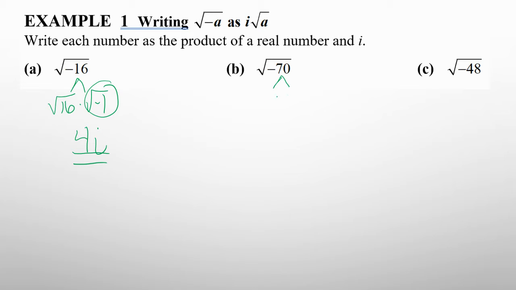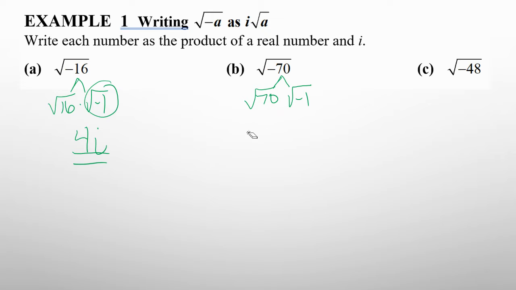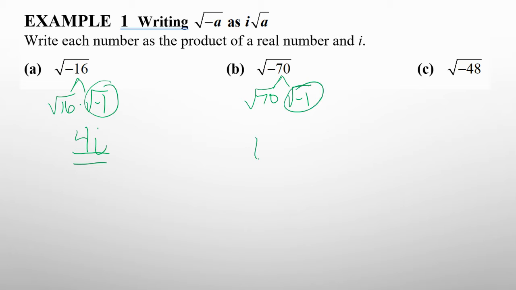Square root of -70. Square root of 70 and the square root of -1. Square root of 70, that's 10 times 7, and 2 times 5. So I can't actually simplify the square root of 70, so we'll leave that be. And we'll just say the square root of -1 is i, and we're leaving the square root of 70. And like we just said, if there's still a radical in my answer, the i goes in front. Every other time, the i goes in back.